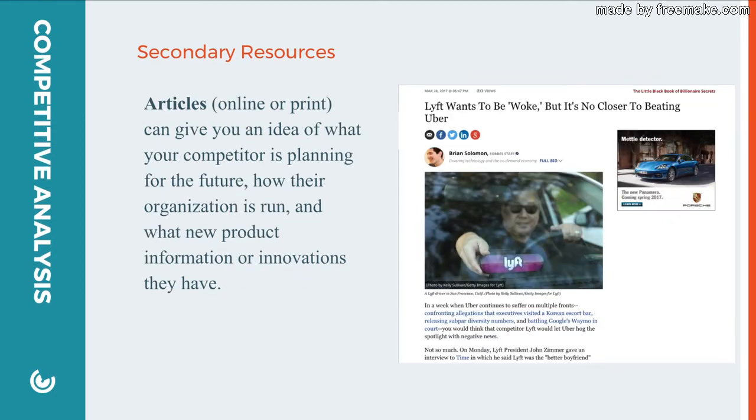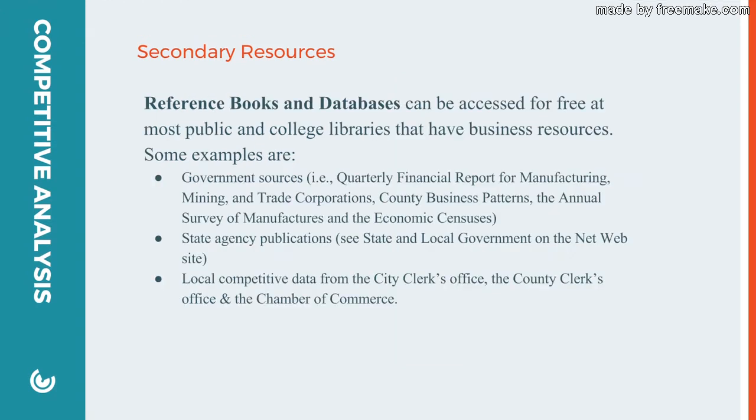Articles in newspapers and magazines, online or print, can give you an idea of how your competitor is planning for the future, how their organization is run, and what new product information or innovations they have. Product reviews are especially valuable for revealing a competitor's product strengths and weaknesses. Reference books and databases can be accessed for free at most public and college libraries that have business resources. Some examples are government sources such as the quarterly financial reporting for manufacturing, mining, and trade corporations, county business patterns, and the annual survey of manufacturers.